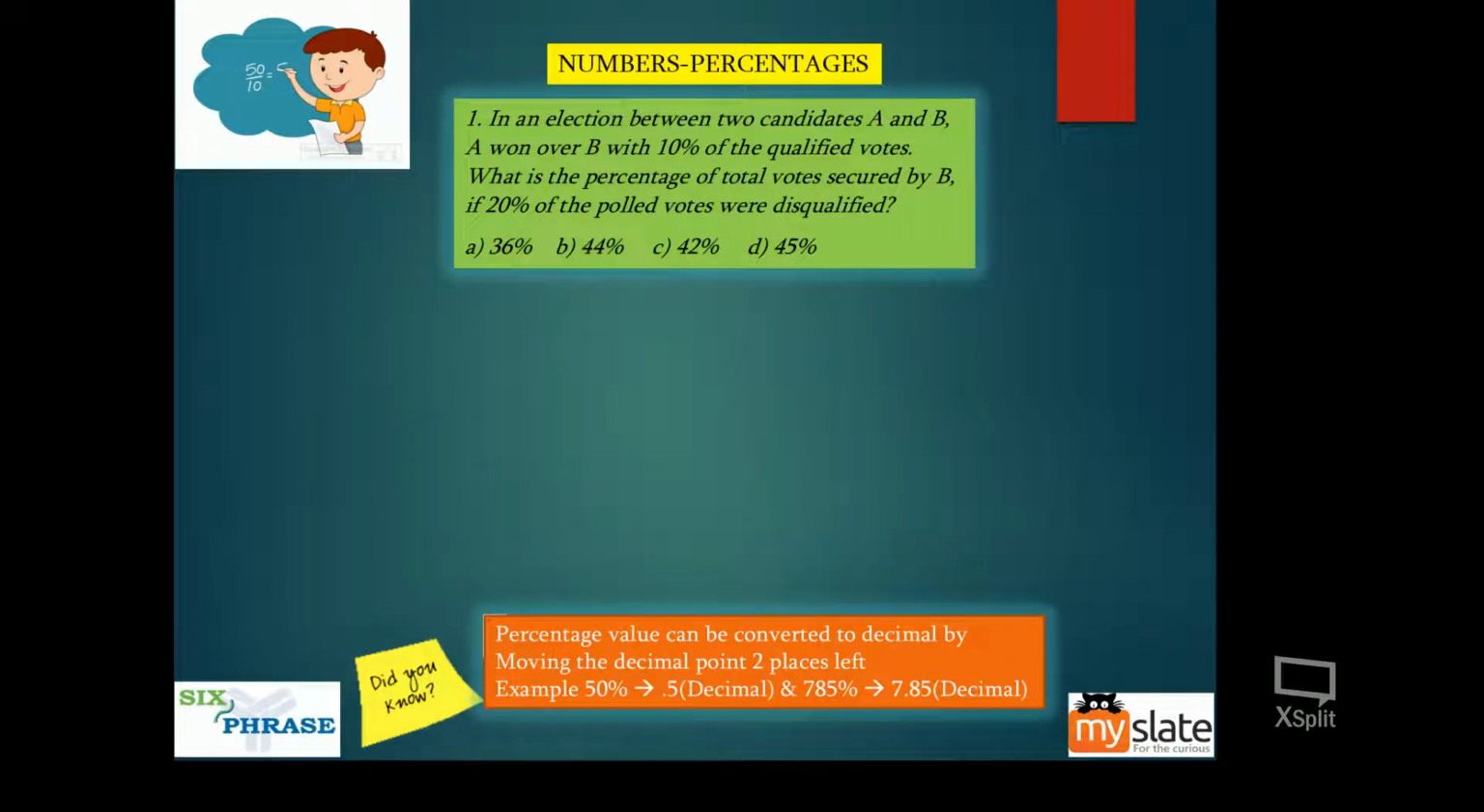In an election between two candidates, A and B, A won over B with 10% of the qualified votes. What is the percentage of total votes secured by B if 20% of the polled votes were disqualified? So, this problem is an election problem, guys. Very simple once you understand what happens in an election.